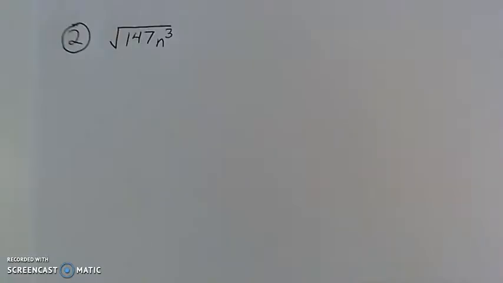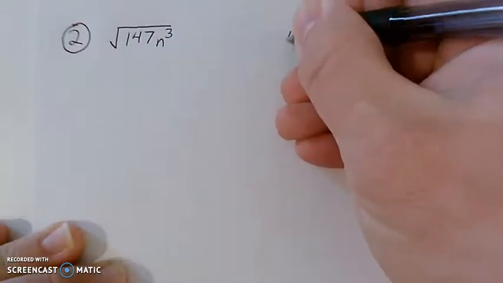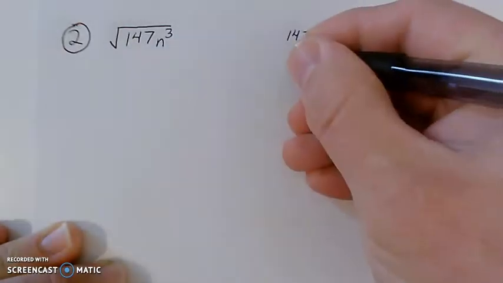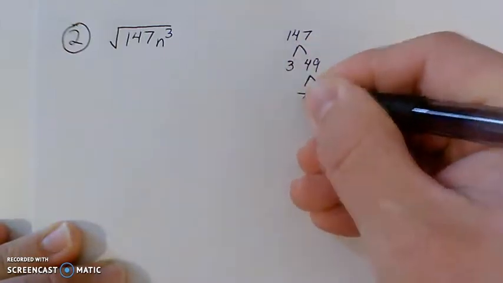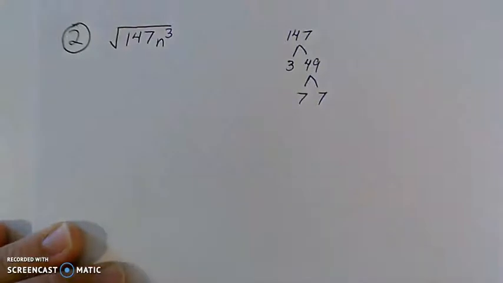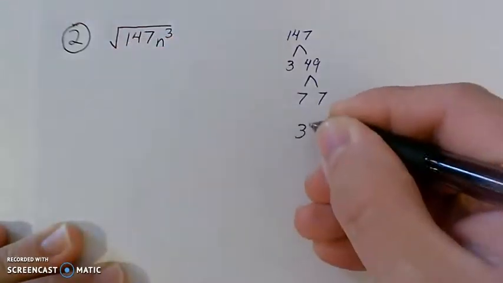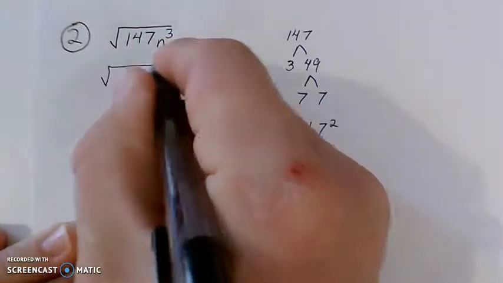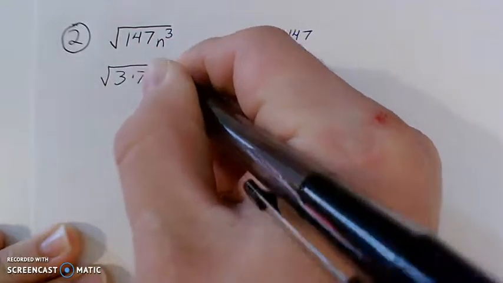So I'm basically going to go through that process yet again. 147, going to write it as a prime factor tree. 2 does not go into it, 3 does, 49 times, and 49 is 7 times 7. Now that I've got that, I can rewrite the 147 as 3 to the first times 7 squared. So the square root will be of 3 to the first times 7 squared times 7 cubed.